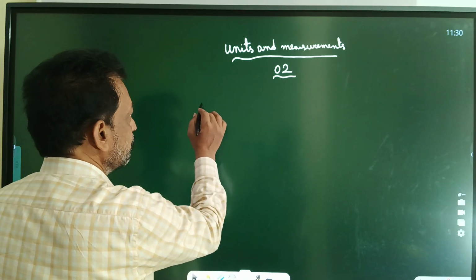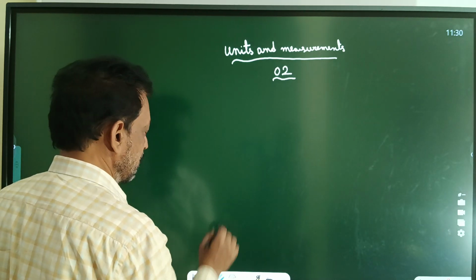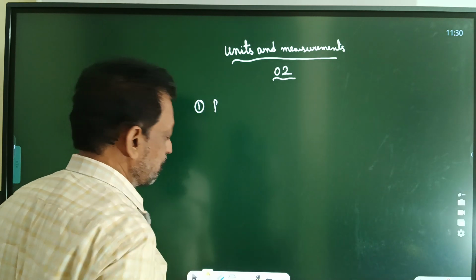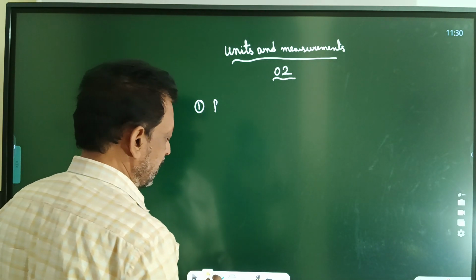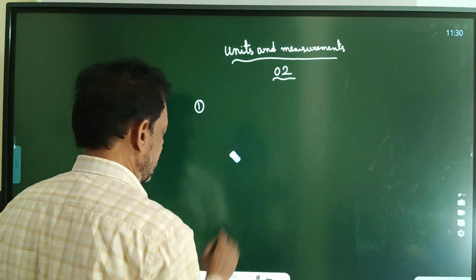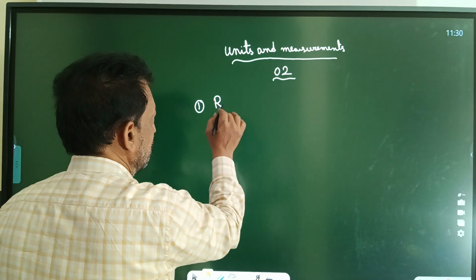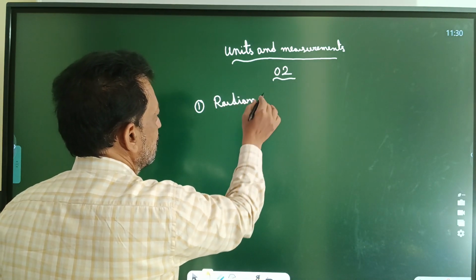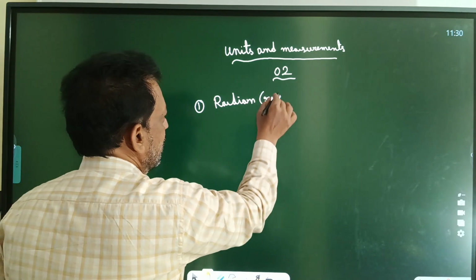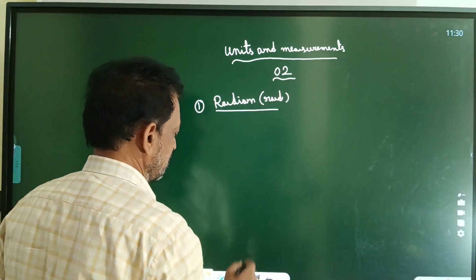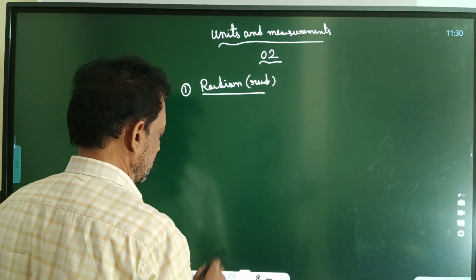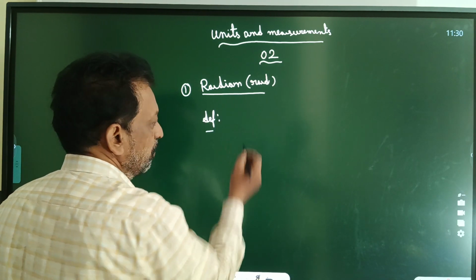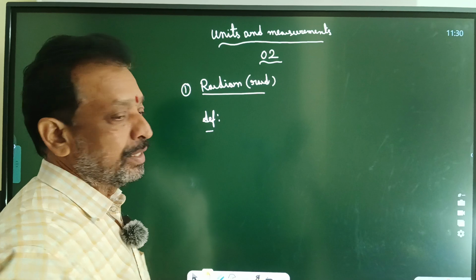Coming to plane angle, in supplementary quantities, what is the definition, what is the meaning of plane angle? Radian. I'll write radian. The symbol is rad. So before going to the definition, let us see where the radian is defined.